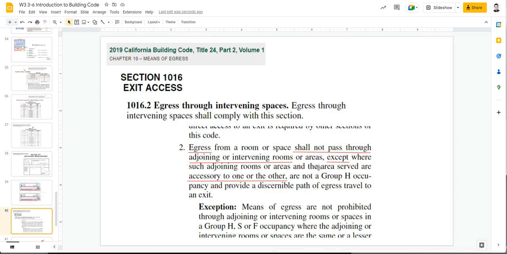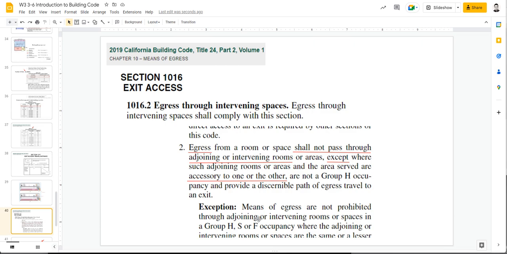But if you have a restaurant and then you have to go through another occupancy group area, like let's say the owner has a restaurant on the left side and then he has a store area on the right side, you cannot go through the store to exit. You must have the restaurant exit towards the outside immediately. You cannot exit through the store before you go to the exit. Okay, so that's what this intervening space subsection means.